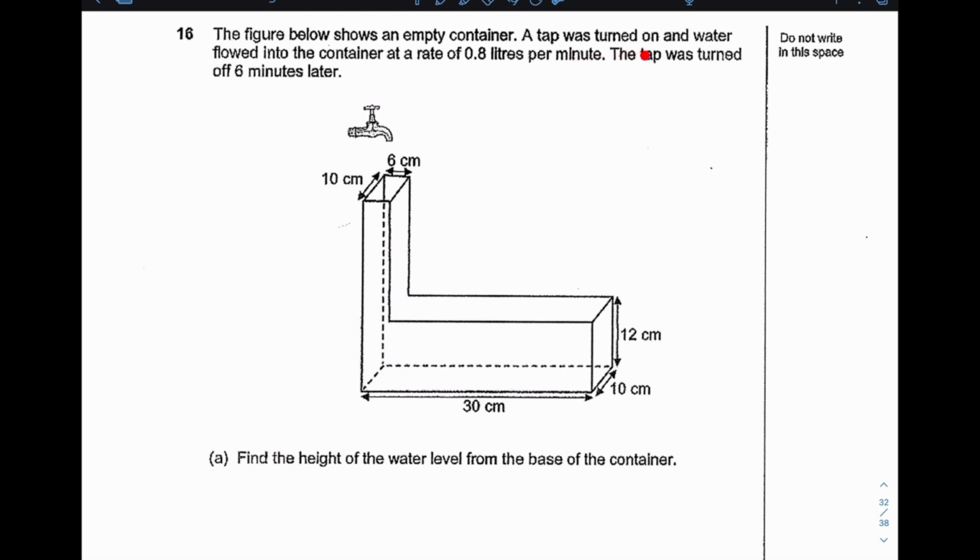The figure shows an empty container. A tap was turned on and water flowed into the container. So it was empty. It's now filled at a rate of this liters per minute. The tap was turned off 6 minutes later. So I've got minutes, that's good.